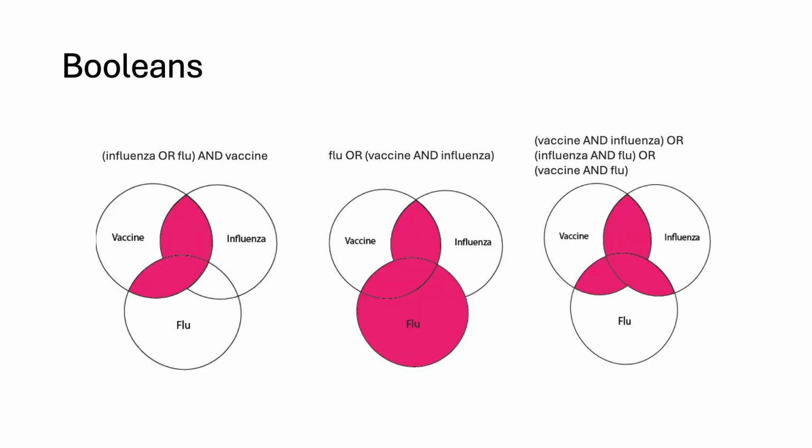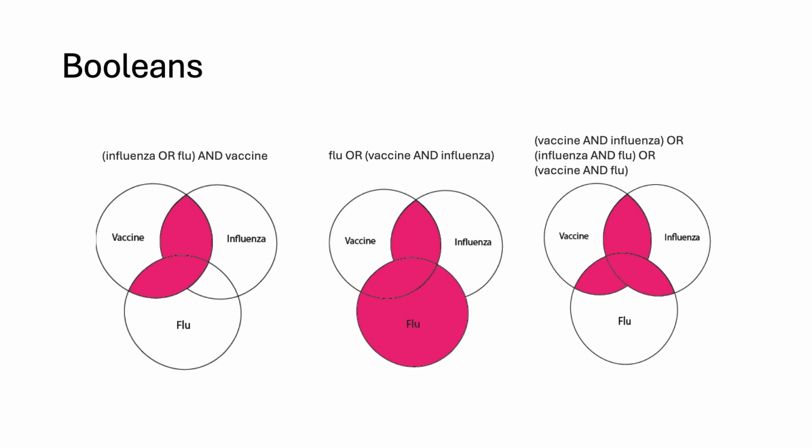Now, here's the promised slide about Booleans. This is a visual description of how these words change a search. So especially if you like to see things illustrated, here it is for you. I have an example here where we're looking at influenza, flu, and vaccine. So these are our keywords that we're using. And depending on how I use my parentheses and my Booleans, I'll get very different search results.